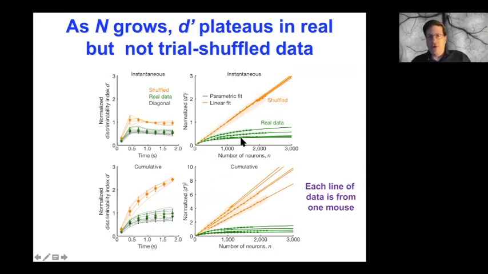And in both approaches, we also see that there is a saturation as one increases the size of the cell ensemble. So after about 1,000 or so cells, one can no longer improve the D prime value. But this was not true, however, in the trial shuffle data, as we had expected. So this was the first definitive evidence that there's a limit to how much one can improve the ability to discriminate between these two stimuli by adding more and more cells into the analysis.